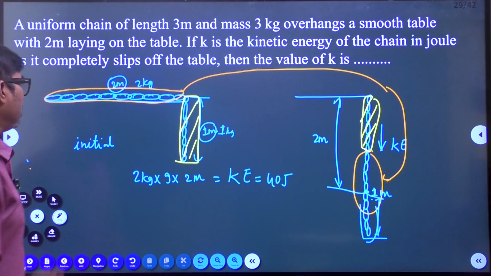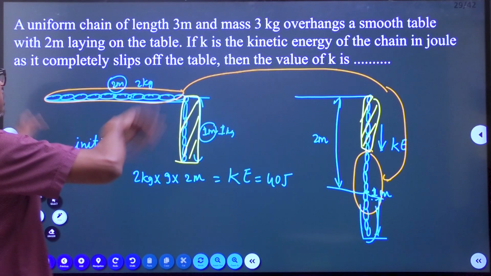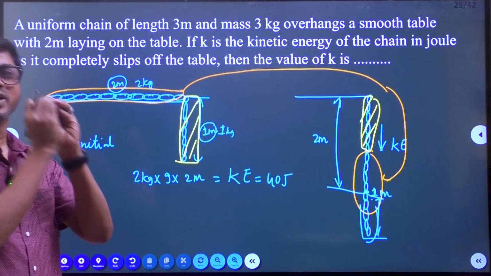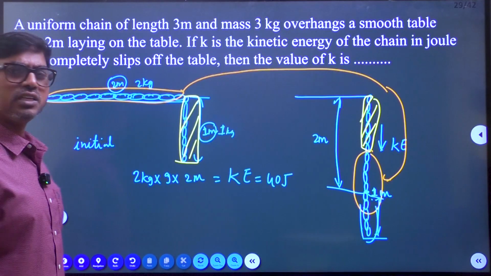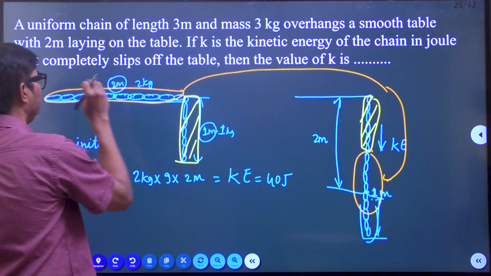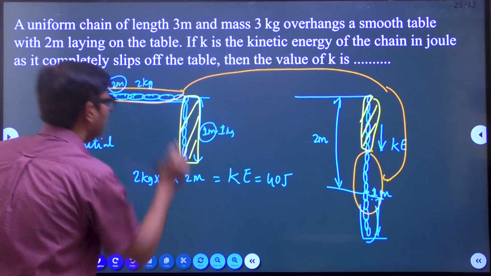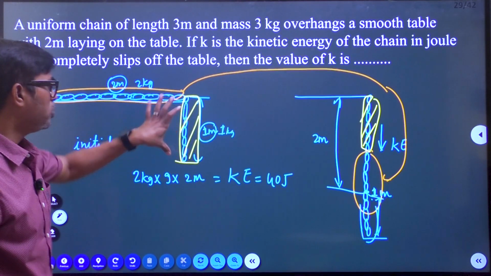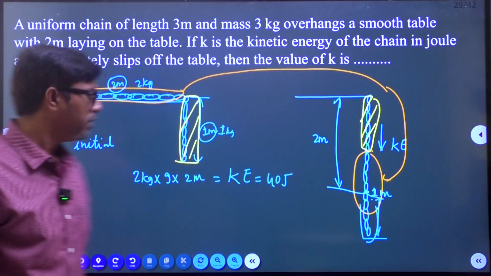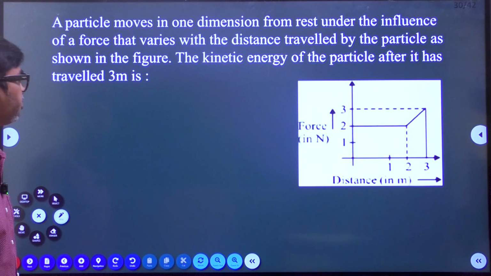I hope you understood. When you are dealing with gravitational potential energy, you can assume the entire mass to be concentrated at the center of gravity. And for small objects, the center of gravity coincides with the center of mass. So you can treat this whole thing as a point mass. Initially it is here, finally it has gone to here. What is the displacement of it? What about this part? You can assume it to be present there only. All right, I hope you understood the question. Let's move on to the next problem.